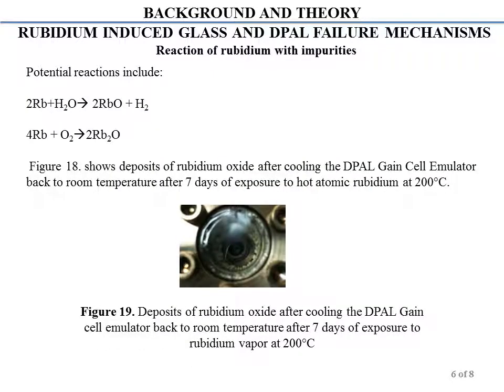The next slide shows reaction of rubidium with impurities. Potential reactions include, in the presence of humidity, rubidium reacting with water to produce rubidium oxide and hydrogen, and rubidium with oxygen to produce rubidium oxide. We show deposits of rubidium oxide after 7 days of exposure of the atomic rubidium at 200 degrees Celsius. After cooling back to room temperature, you can see pellets of rubidium oxide being formed.